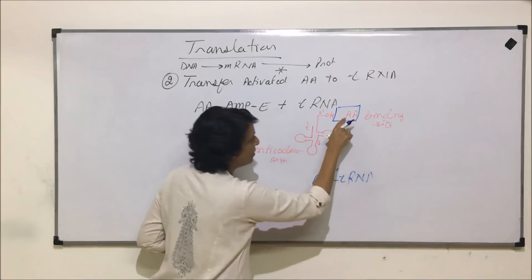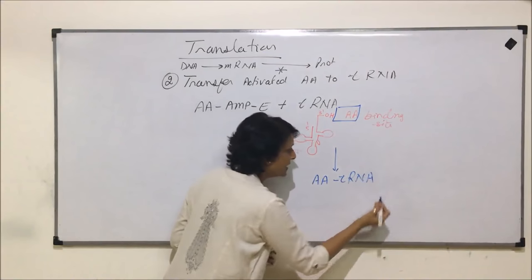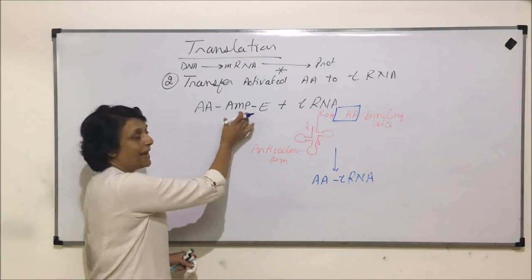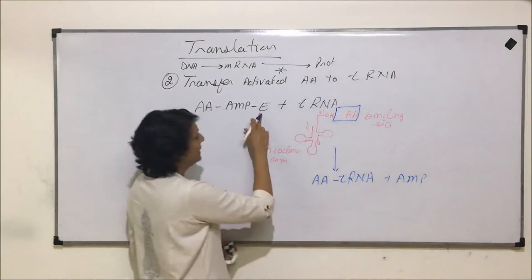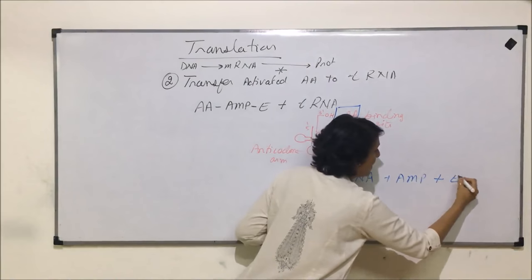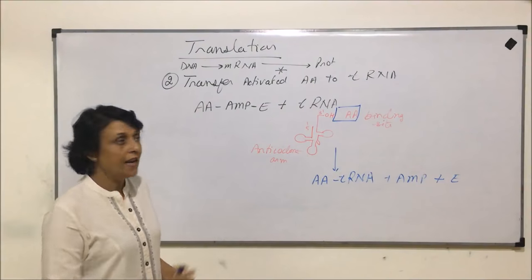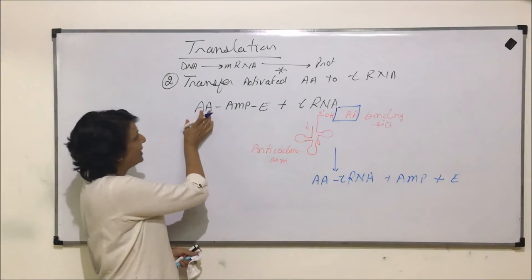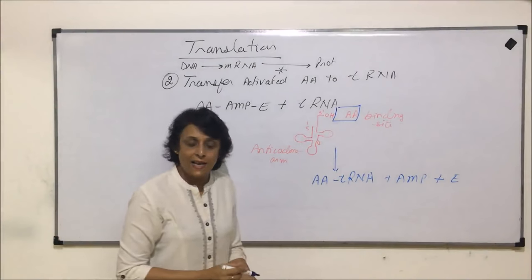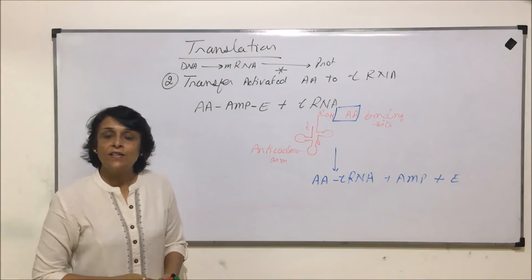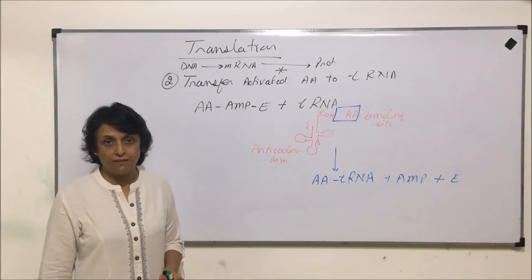So now the amino acid activated is on tRNA. So now we have the amino acid tRNA complex. The AMP molecule will be set free, and this enzyme, that is our aminoacyl synthetase, is also set free. By this step, our activated amino acid is now attached to this tRNA, and the role of tRNA is to transfer that amino acid to the site of protein synthesis.